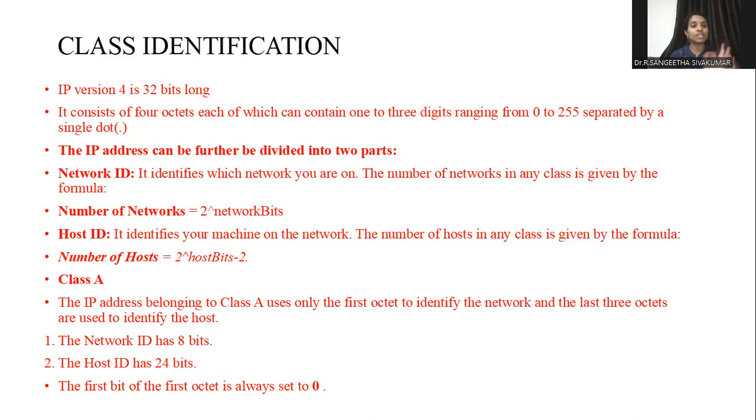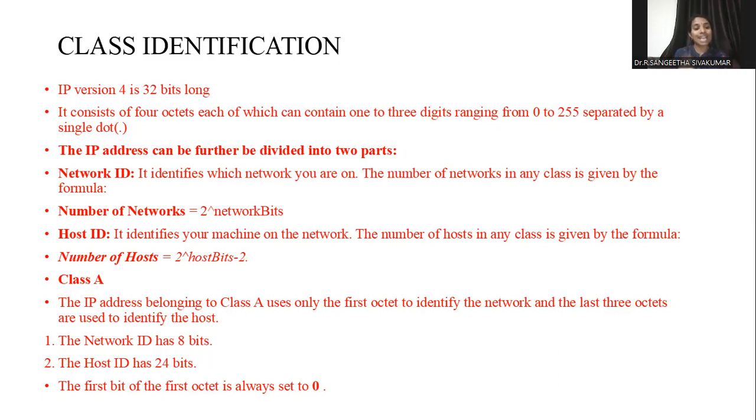Usually an IP address is 32 bits long and consists of 4 octets, each of which can contain 1 to 3 digits, ranging from 0 to 255, separated by dots. The IP address can be further divided into 2 parts: the network ID and the host ID. To calculate the number of networks, 2 power the number of network bits gives you the number of networks. And for the number of hosts, 2 power the host bits minus 2 gives you the number of hosts. Now let's see some of the features of class A.